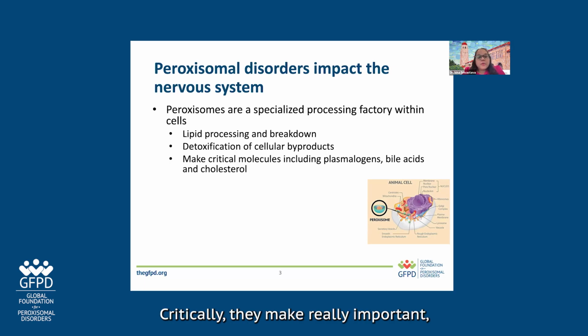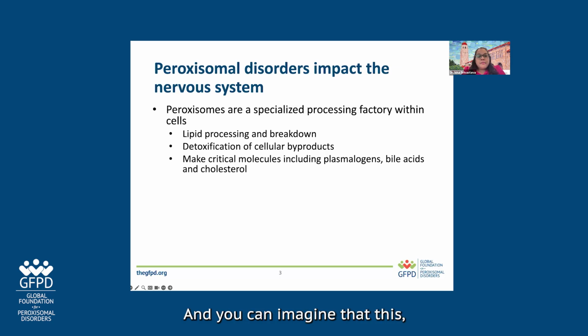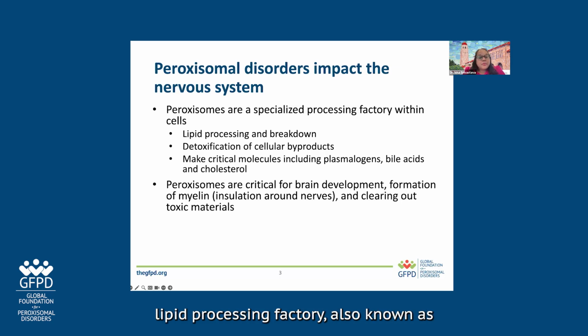Critically, they make really important lipid-based molecules, including plasmalogens, bile acids, and cholesterol that play really important functions throughout the body, including the brain and the nervous system. And you can imagine that this lipid processing factory, also known as the peroxisomes, is really important for the brain to develop typically, as well as for the formation and development of that insulation around the nerves called myelin, as well as the detoxification that I talked about before.